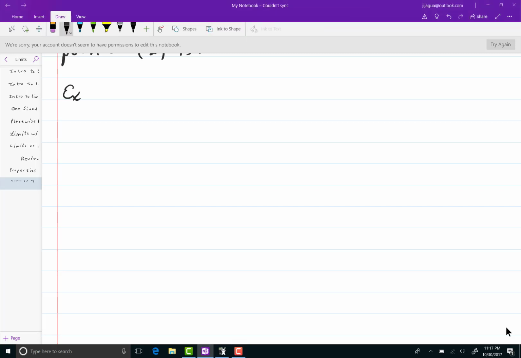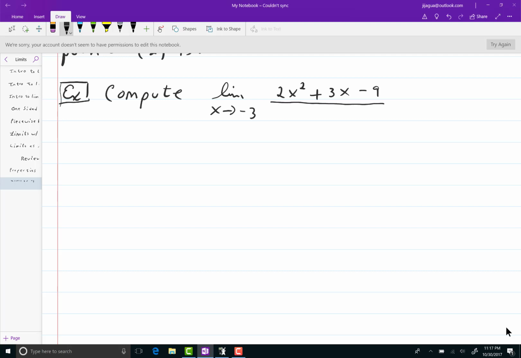I would like to do an example of a limit of a rational function by hand. So let's take a look. My example will be the limit as x goes to -3 of 2x squared plus 3x minus 9 divided by 5x squared plus 24x plus 27.